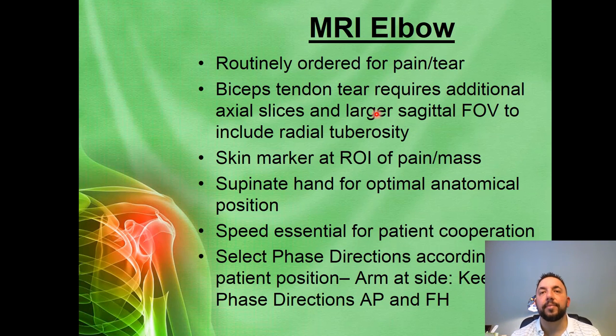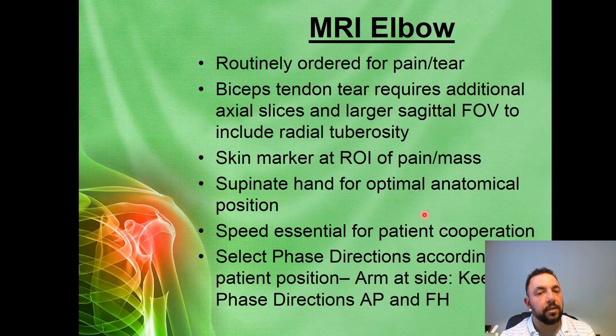Again, from the whole perspective of optimal FATSAT and optimal homogeneity of the system, we want to have the part that we're imaging as close to isocenter as possible, and the elbow is difficult to do that. I see a lot of sites where they'll use a flex coil or a knee coil with the patient in the swimmer's position, arm above the head. The tolerance level, even in somebody young, is literally 10 to 15 minutes tops. So speed is essential for patient cooperation. Put them in the computer, get your protocol set, have everything all set up so when you put them in the magnet and you start your scan, they're on there for as little time as possible, and that will increase their tolerance.